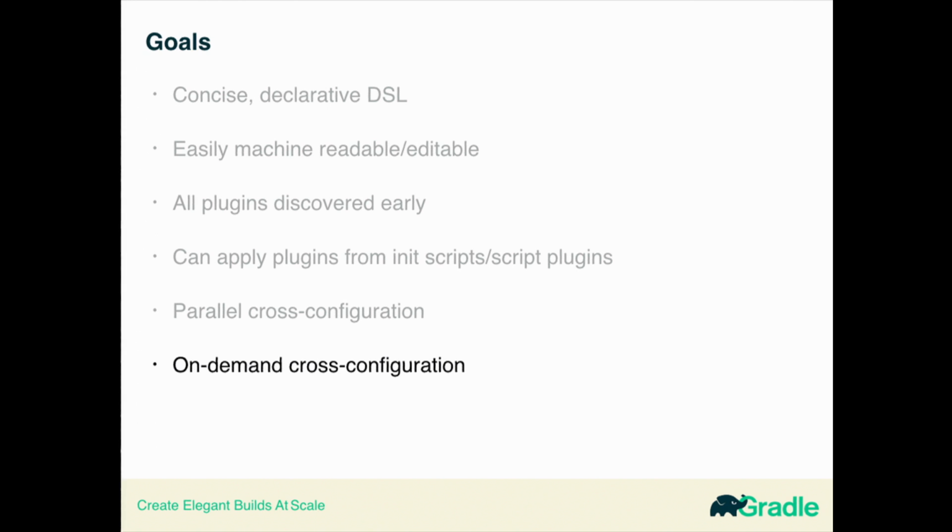We also want to be able to do on-demand cross-configuration, which is, if my build invocation is just to run the classes task for one of my subprojects, then we shouldn't have to configure all of the subprojects to do that. Configuration time, it turns out, on very large projects can be, in certain use cases, ridiculously wasteful. So we want to be able to do that on demand.